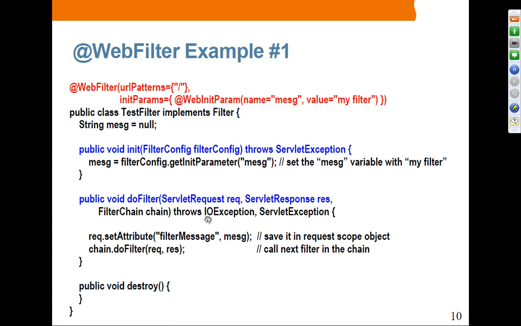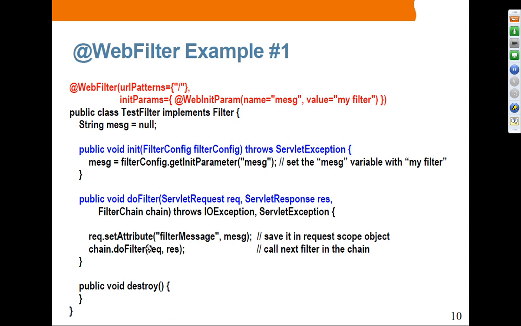Okay. All right. So in this case, TestFilter implements Filter, and the init method is going to be called whenever this filter is created. In that case, we are setting this message variable with my filter. I'm calling the getInitParameter method of FilterConfig to access message, and the value is going to be returned as my filter. So when this filter is created, this message variable will be set with my filter.